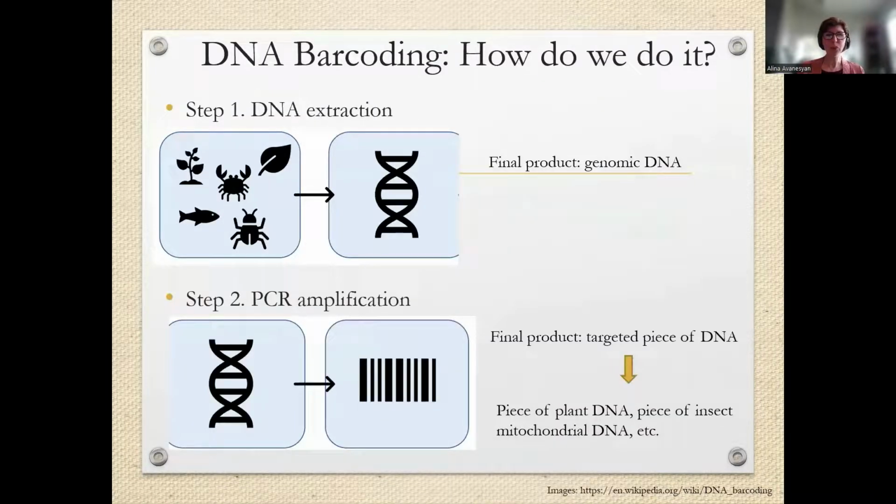So how do we do DNA barcoding? First, we use a small piece of tissue from the species we are working with, and we extract genomic DNA. Next, we target a specific fragment of DNA, which we use as a DNA barcode, and we amplify it using a polymerase chain reaction, or PCR.